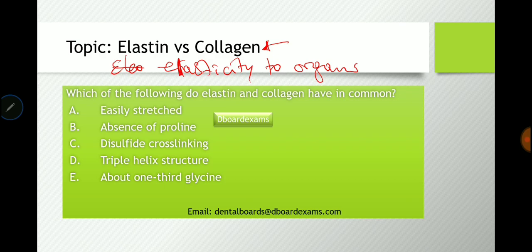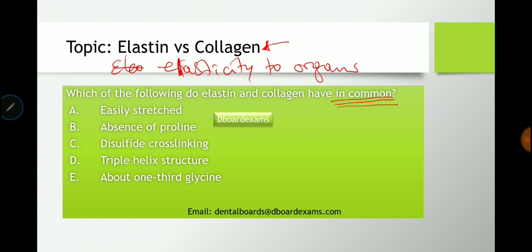So you need collagen, and you need elastin. They both prevent one structure from becoming too rigid, or the other from becoming too elastic. The organs usually have both elastin and collagen. But you have to know the comparison between the two. Make sure that before you go to the exam, you know the comparison. So, which of the following do elastin and collagen have in common? This is a compare and contrast.